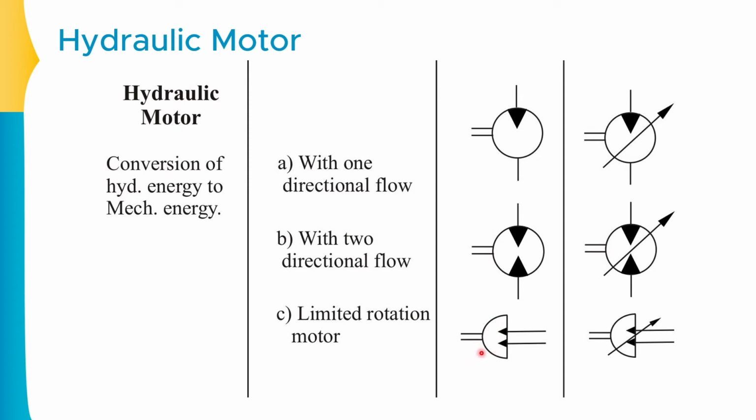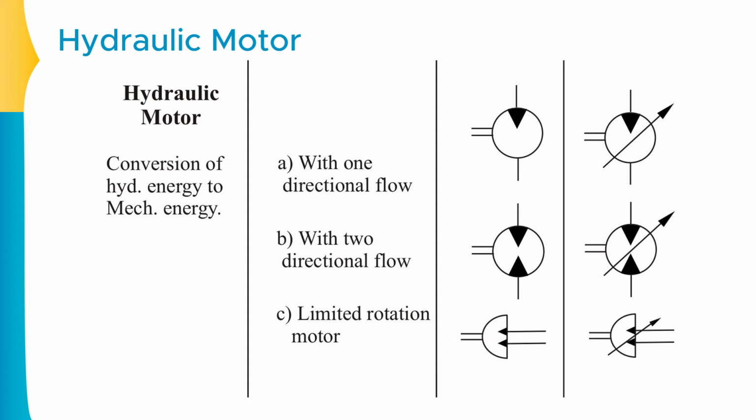And if you want to vary this specific angle, or say if you want to change the displacement, you have to use this specific arrow. So this specific arrow represents the variable displacement limited rotation motor. Mindset clear? So this is all about the hydraulic motors.